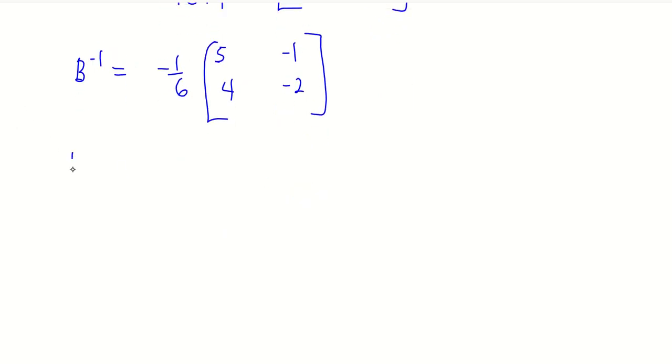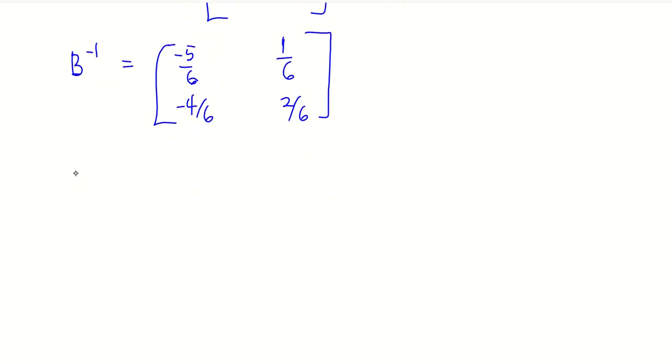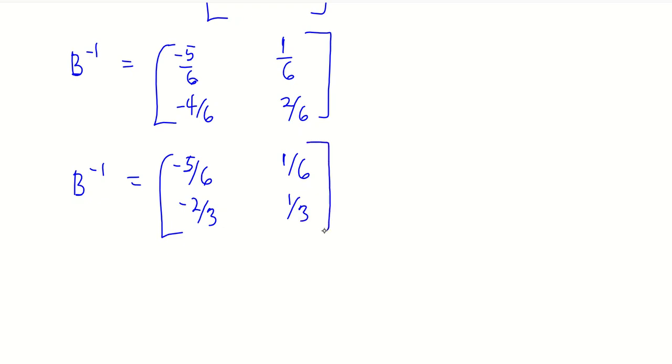Then we can simplify, and we have B inverse now equal to minus 5 out of 6, and here we have 1 out of 6, and here negative 4 out of 6, and this side 2 out of 6, and we can further simplify this, and B inverse finally becomes, minus 5 out of 6 remains the same, and 1 out of 6 remains the same, and minus 4 out of 6 we get minus 2 out of 3, and on this side we get 1 out of 3, and this becomes the answer for B inverse.